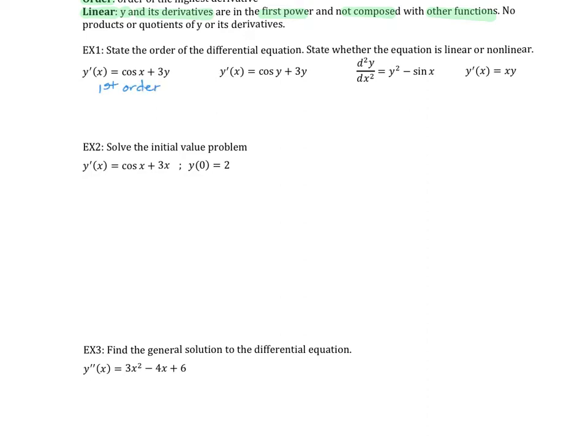So is it linear or is it nonlinear? Well, when I look at the function y and I look at the derivatives, they're not composed with other functions. They're not products or quotients with other functions. So this is actually linear.